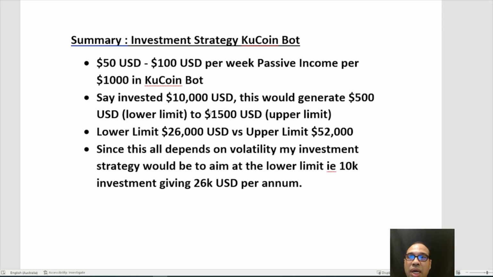And since you're setting up the lower and upper limit, you're not going to lose too much there, because once it comes to the lower limit, it's going to stop doing its things, and the upper limit is also going to stop doing its things. So that would be a good strategy. This is what my strategy is, not financial advice.